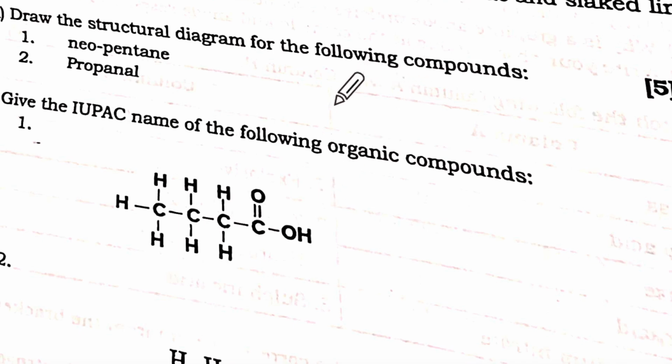Now remember, pentane has three structures. One is n-pentane, isopentane, and neopentane. So if I have 1, 2, 3, 4, 5, isopentane means like this, and neopentane means like this. Understanding? So it will be CH3 everywhere, and this will be your neopentane. You have to write H everywhere.